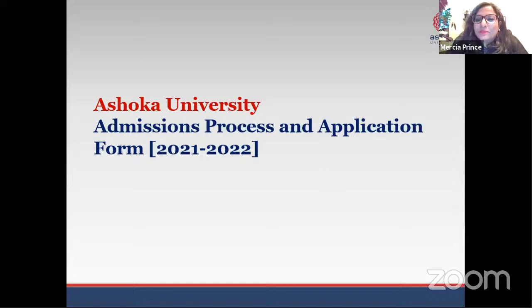Before I launch right into the admissions process and the application form for this year, I wanted to address why our admissions process is set up the way it is. The reason we do it this way, and you will hear this term over and over again, is that it is holistic. A holistic admissions process is what Ashoka University is probably largely known for.